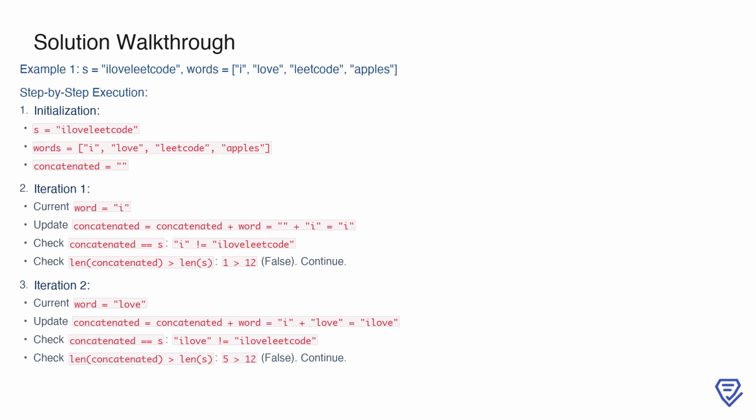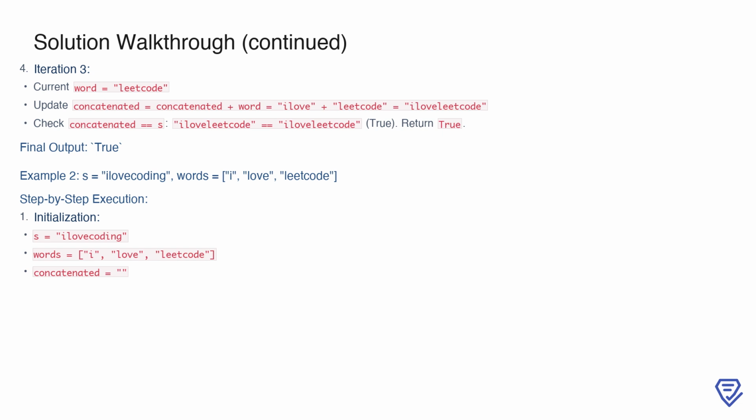In the second iteration, the current word is "love". Adding this to concatenated updates it to "I love". Again, we check if concatenated equals s. Since "I love" is not equal to "I love LeetCode", and the length of "I love" is still less than 12, we proceed further. In the third iteration, the current word is "LeetCode". Adding this word to concatenated results in "I love LeetCode". This time, when we compare concatenated with s, they are equal. Since we've found a match, we return true. This means that the string s is indeed a prefix formed by concatenating some or all elements of the words array in order.